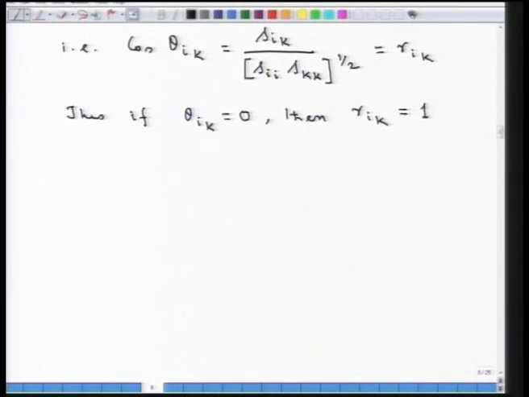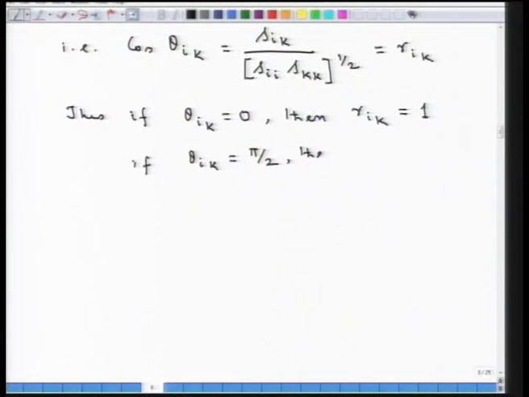Now, if on the other hand the two are orthogonal, if theta ik equals pi by 2, so we have the two deviation vectors orthogonal to one another, then what is the value of the correlation coefficient between the two? As we would expect, the two are moving in orthogonal directions, and hence the correlation would just be equal to 0.